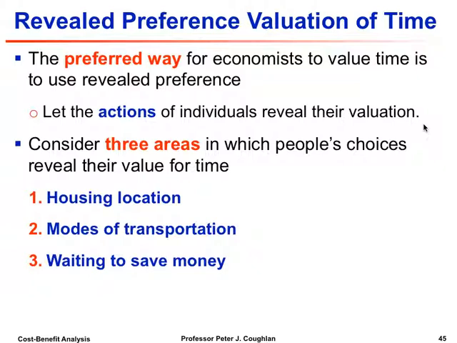So consider 3 areas in which people's choices reveal their value for time: housing location, modes of transportation, and waiting to save money. So let me give you examples of each of these and how the economists have used those to sort of estimate the value of time.